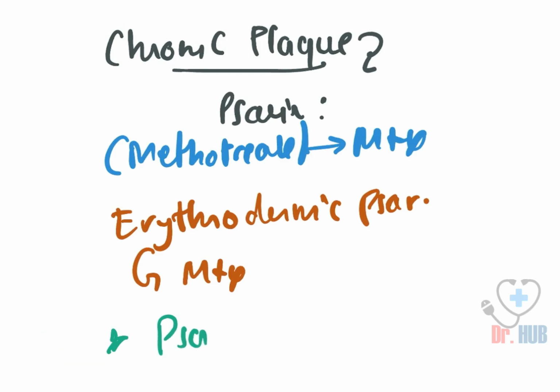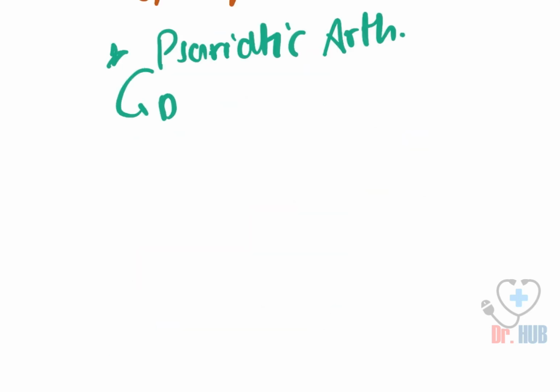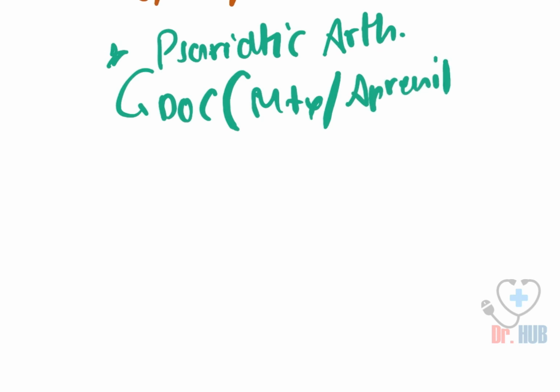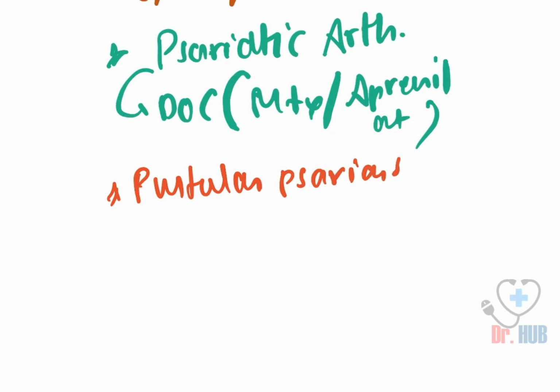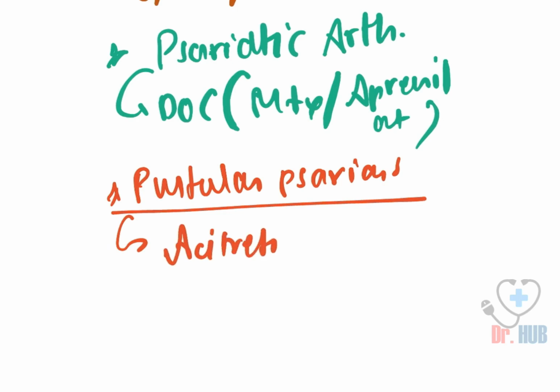Next, in cases of psoriatic arthritis, here the DOC is methotrexate as well as apremilast. Then moving on, we look at pustular psoriasis. In case of pustular psoriasis, the DOC is acitretin.